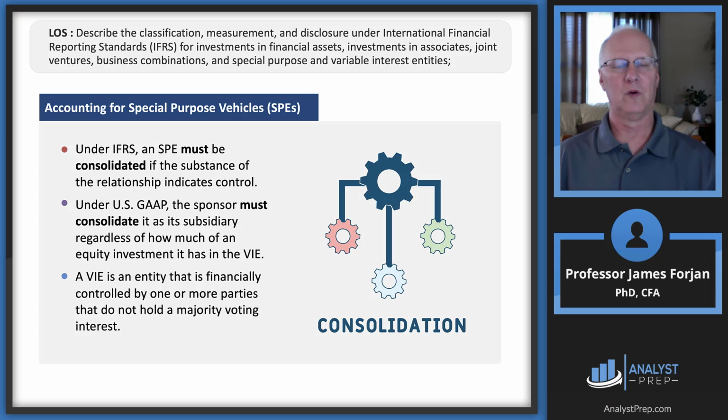All right, so let's look at the differences here. Under IFRS, the SPE must be consolidated if the substance of the relationship indicates control. Under GAAP, the sponsor must consolidate it as a subsidiary regardless of how much equity investment it has. Now, this variable interest entity is one in which there's financial control by one or more parties, and that's the nature of the variable interest term.